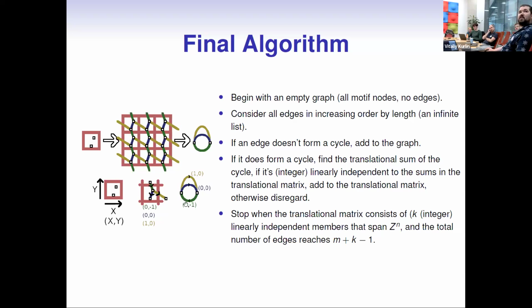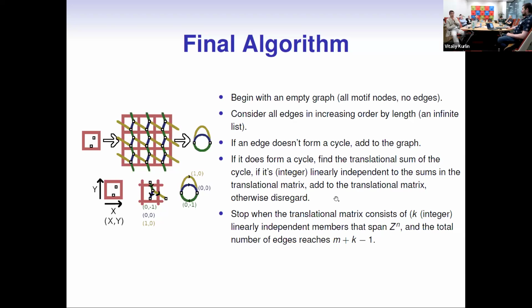So we find this translational sum. If the translational sum is 0, so trivially linearly dependent to an empty matrix, it represents the fact that we have found a cycle in the infinite graph, which means there's no point adding the final edge because we can reach it by previously added edges.